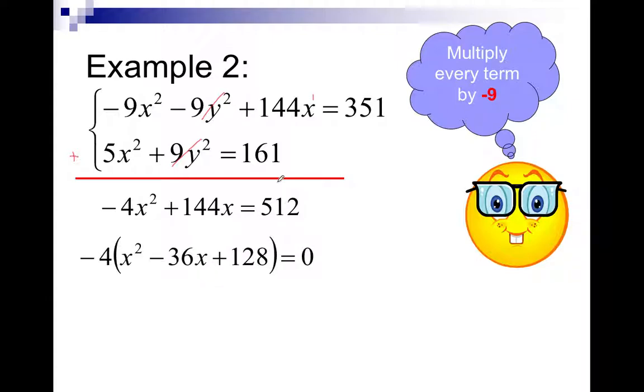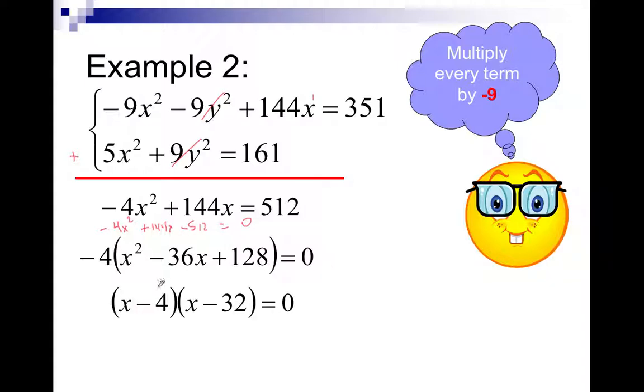Factor out a negative 4, bring the 512 over, factor out a negative 4. Right, so what's the step in between here? I had negative 4x squared plus 144x minus 512 is equal to 0. And then I'm going to factor out a negative 4. I don't really need to do this, right? I'm just going to divide everybody by negative 4. I could have done that in one step.